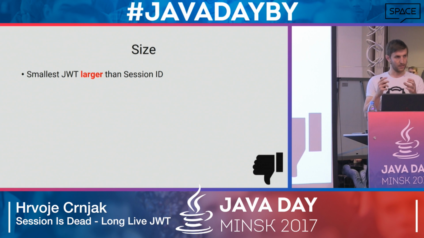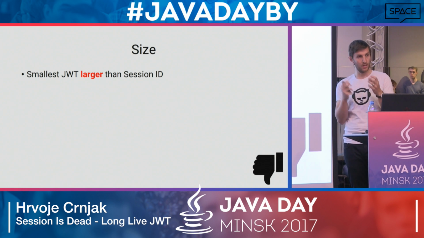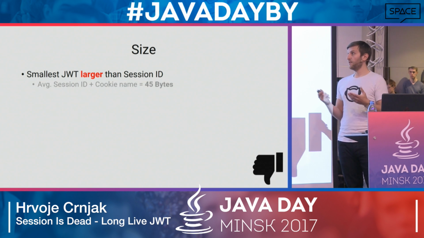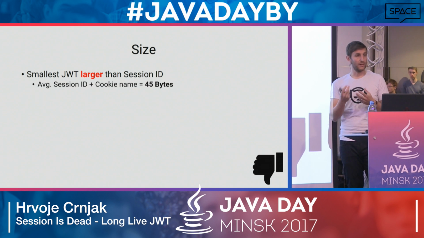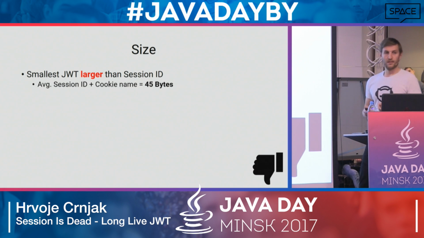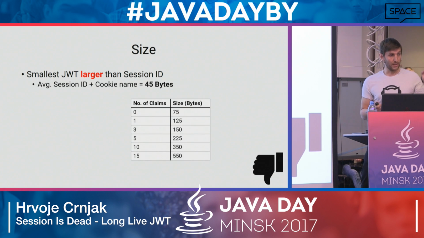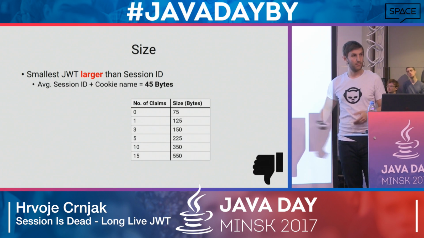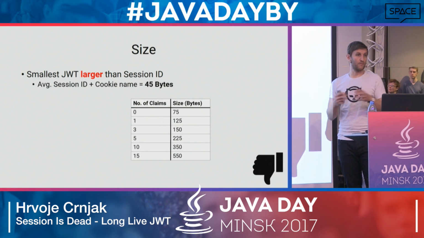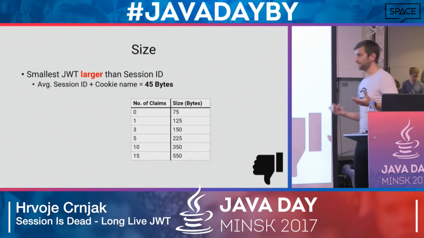Now, the first disadvantage of JWTs is their size. So even the smallest signed JWT is still larger than a session ID. While an average session ID plus cookie name is somewhere around 45 bytes, on the other hand, a JWT with 0 claims is 75 bytes. And as you can see from the table, as the number of claims rises, so does the overall size of the token.